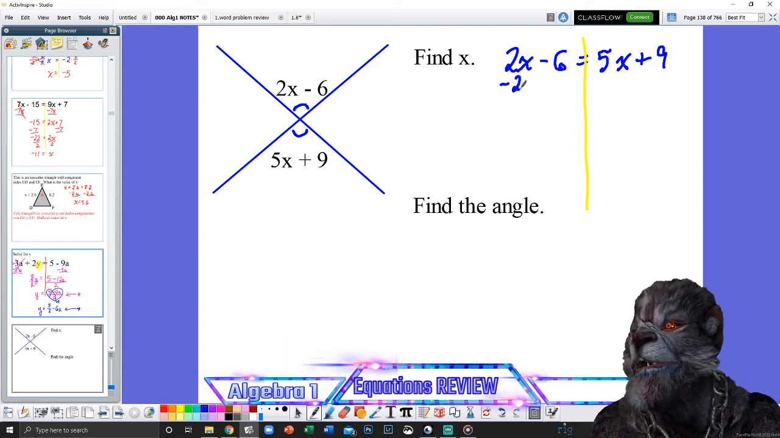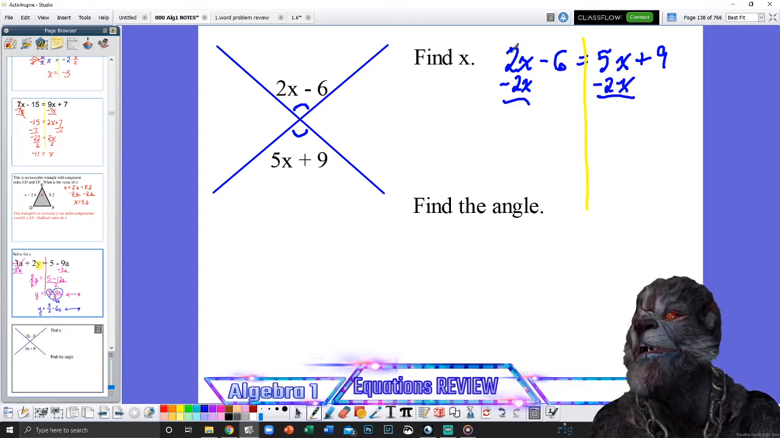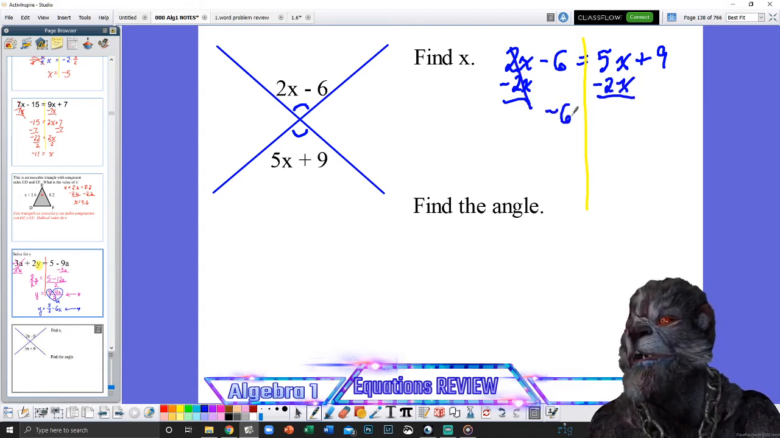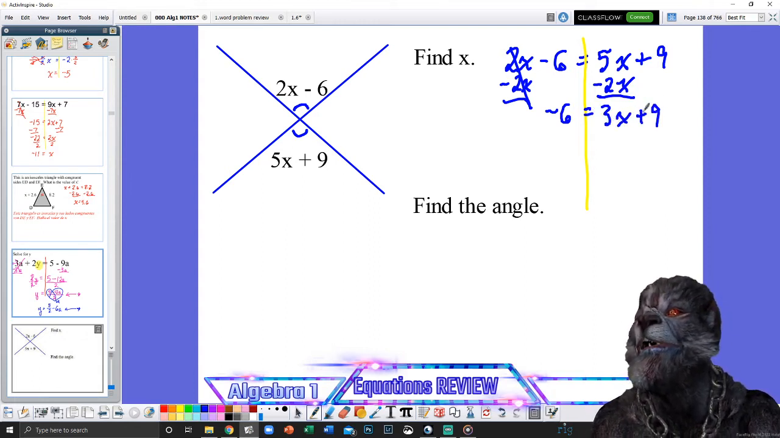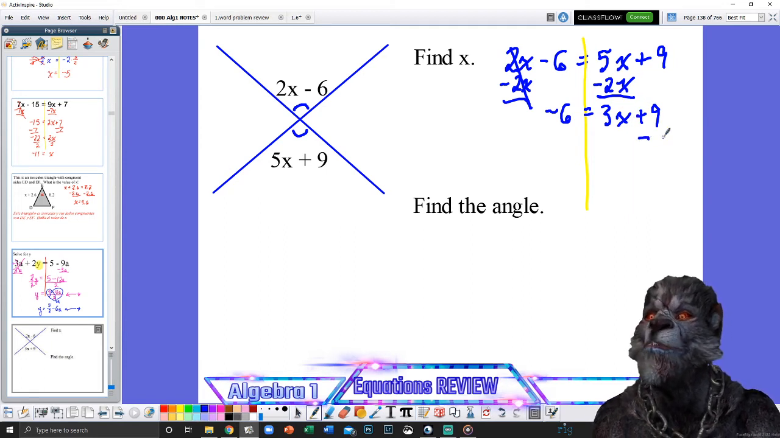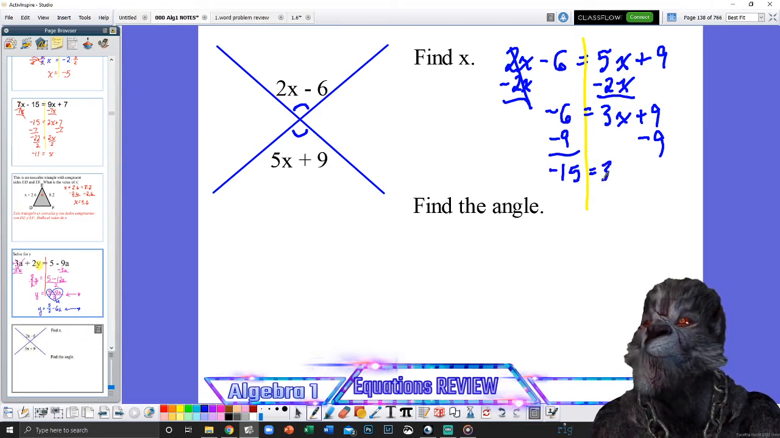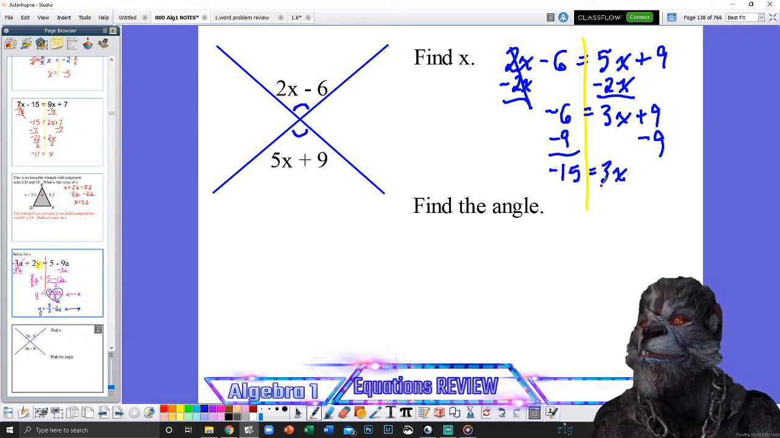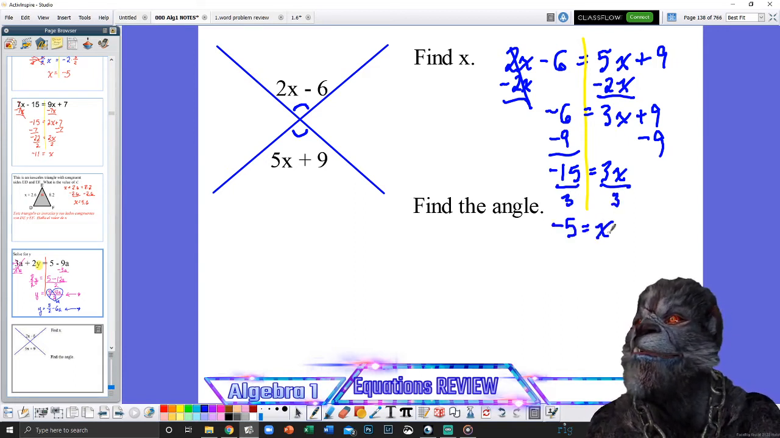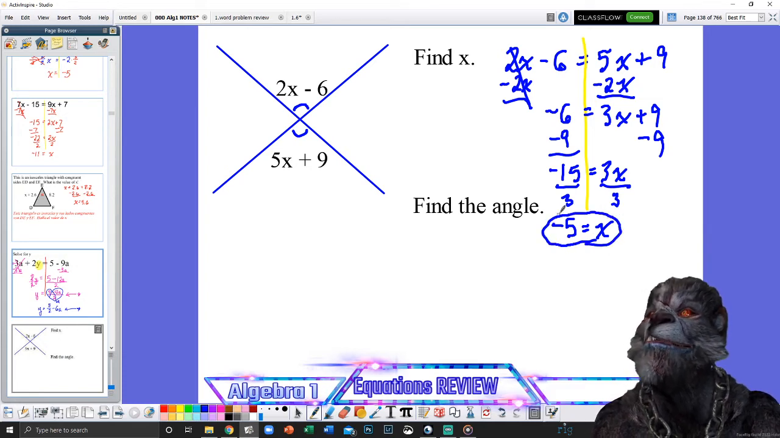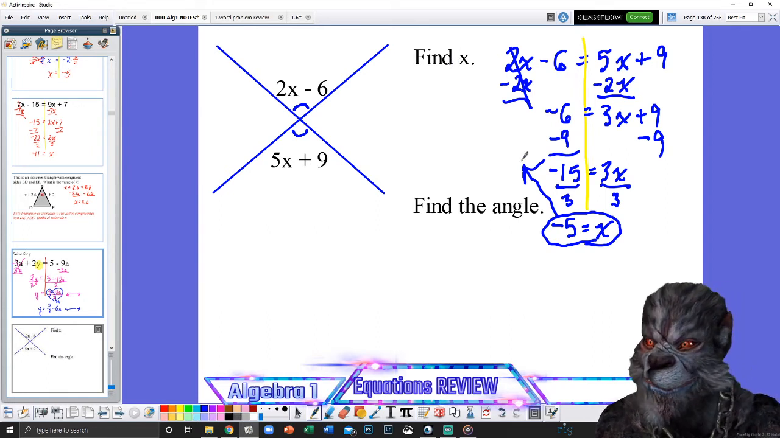So as always, I'm going to cancel my smallest x. In this case, it was 2x. Subtract it. Don't forget to copy your minus with that 6. This is 3x plus 9. X is on the right side, so I'm going to subtract the 9 from both sides. And then 3 is touching the x. I do not want them touching, so I'm going to divide. Okay, so that's what x is. So that was my answer for this question. I found x. It's -5.